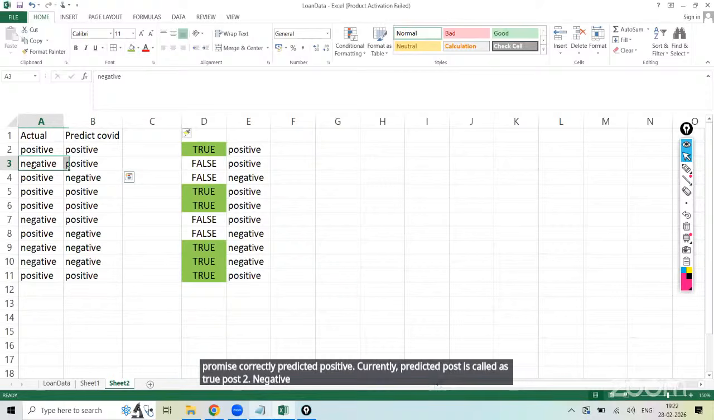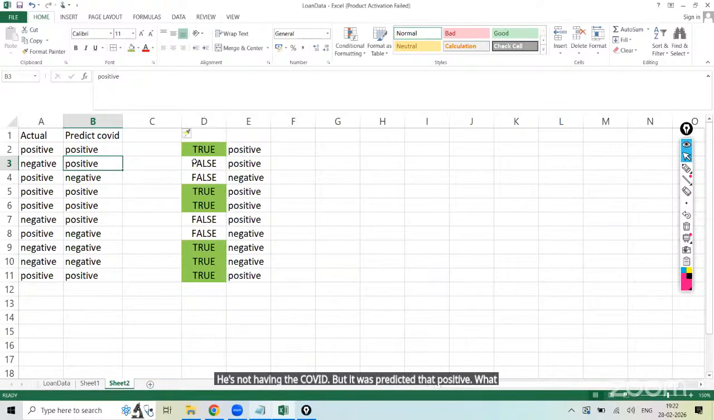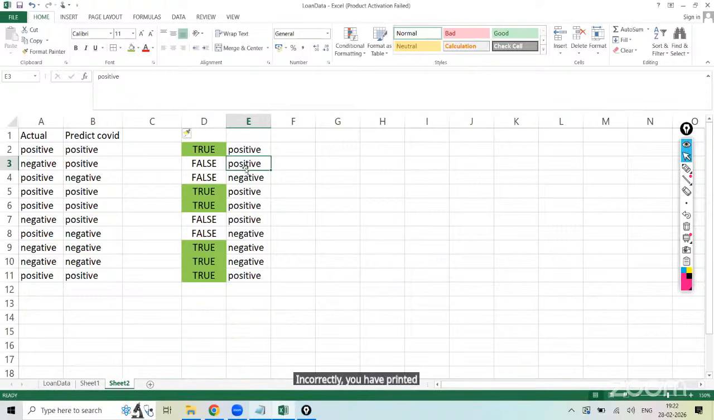Now, original negative, predicted positive. The person is a COVID negative patient. He does not have COVID, but it was predicted positive. What is this record called? Falsely predicted positive. What is meant by false? Falsely means incorrectly. Incorrectly you have predicted positive, so what is the actual answer? Negative. Basically, the person does not have COVID. You predicted wrongly.